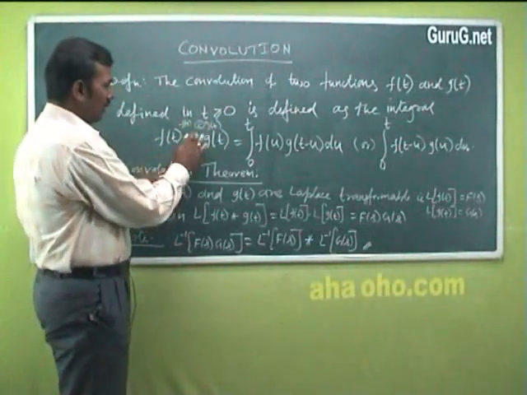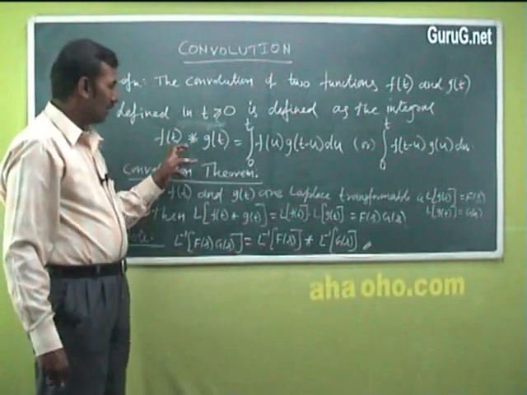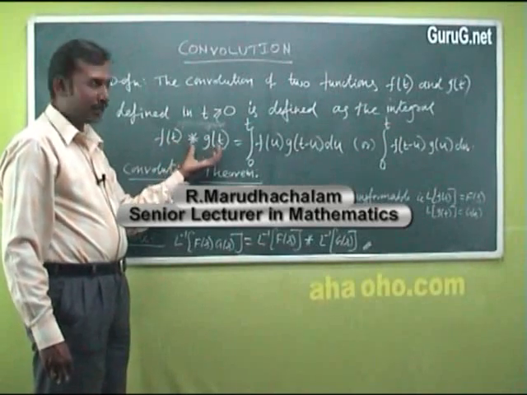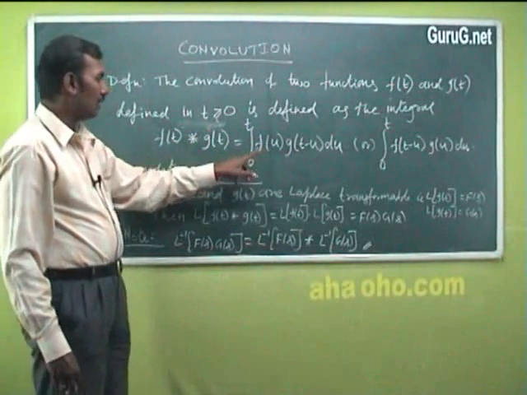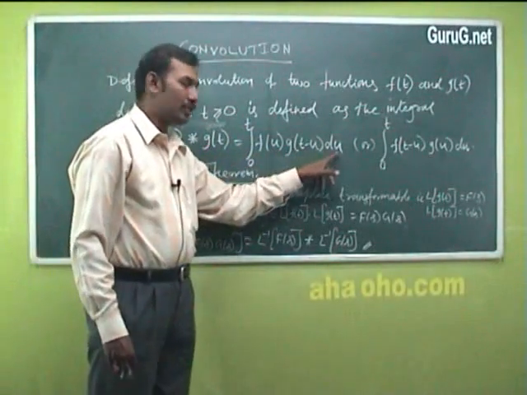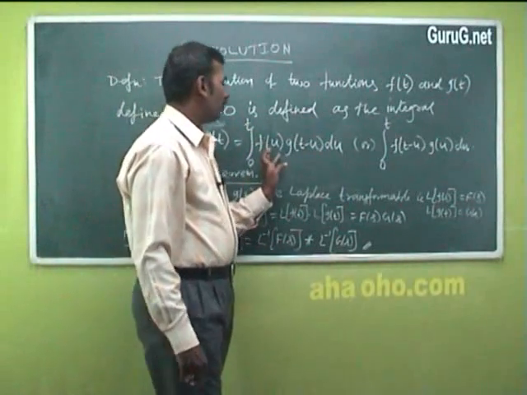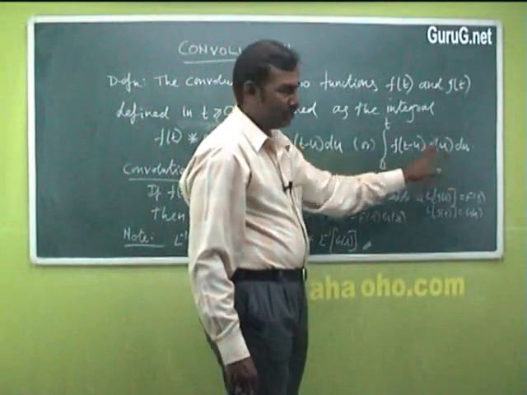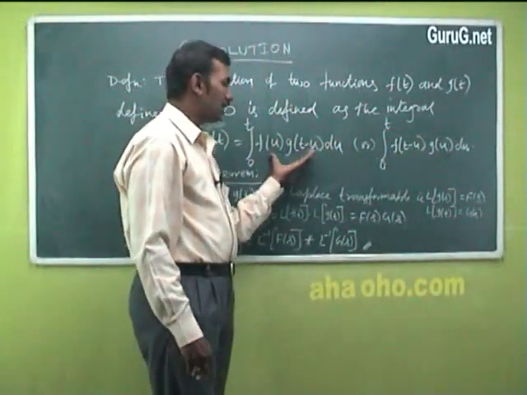Remember this notation and the symbol for convolution. So f of t star g of t, the convolution of two functions f of t and g of t, equals the integral 0 to t f of u g of t minus u du. So this is the definition. Or the integral 0 to t f of t minus u g of u du. Conveniently, you can apply either this result or this result.